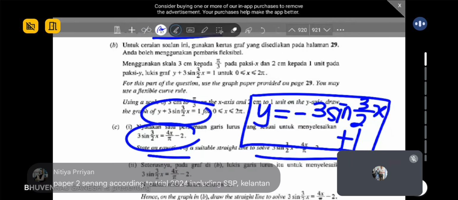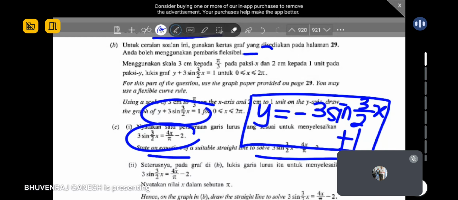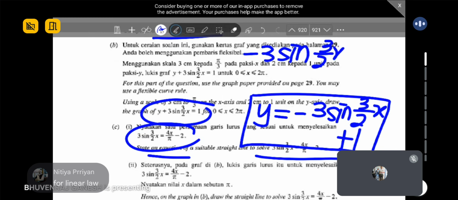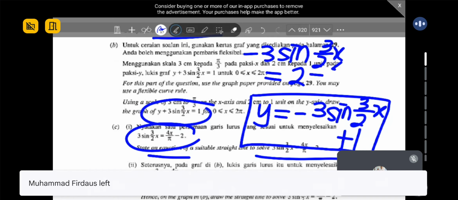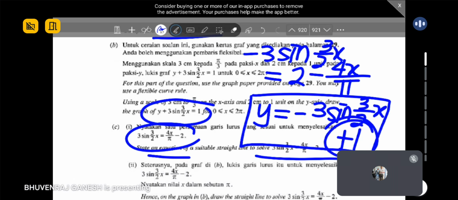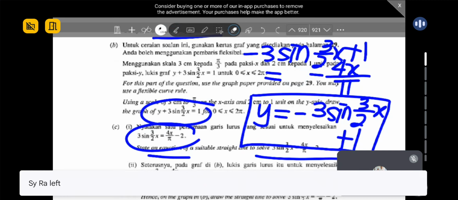So you must try to modify this one. How to modify? First step, add negative. So you get negative 3 sine 3 over 2x. If you add negative on the left hand side, the right hand side, you must also add negative. So you will get 2 minus 4x over pi. Now plus 1, so you add 1 here. 2 plus 1, you get 3. So this is your equation, guys.